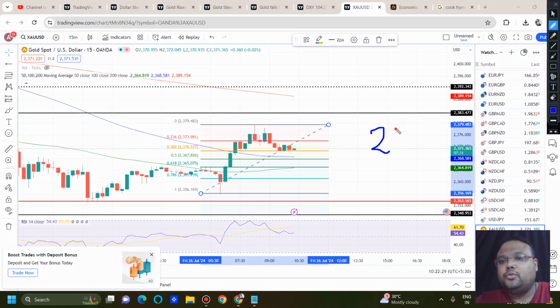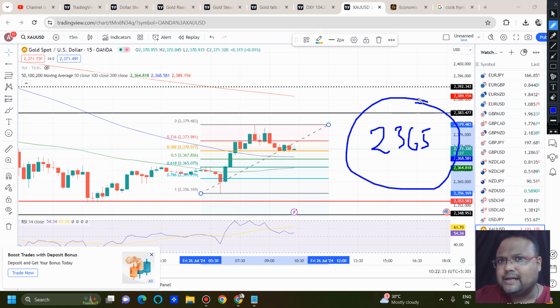And if we draw FIBO like this in the middle, then you can expect a quick bounce around 2365. But personally, I do not recommend 2365 as a buy. But if you are a risk taker, you don't mind risking, then you can look for a 20 pips bounce around 2365. Personally, I'm not going to trade on 2365.